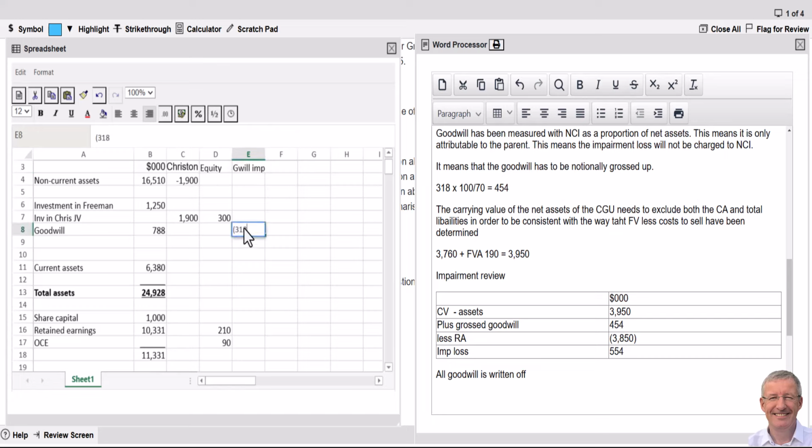Yeah, because that's the amount that was actually recorded, and that gets written off through the P&L.